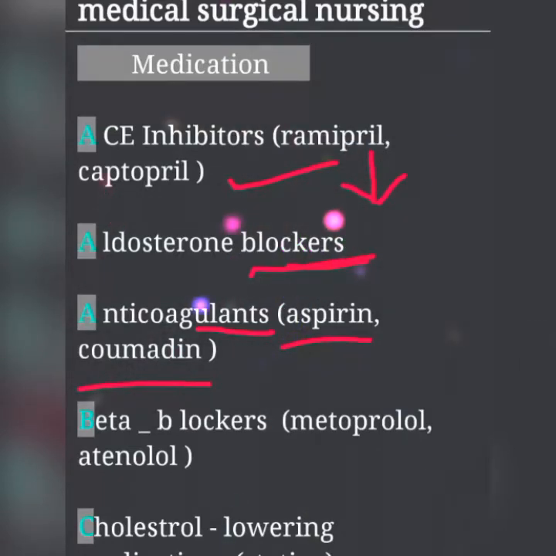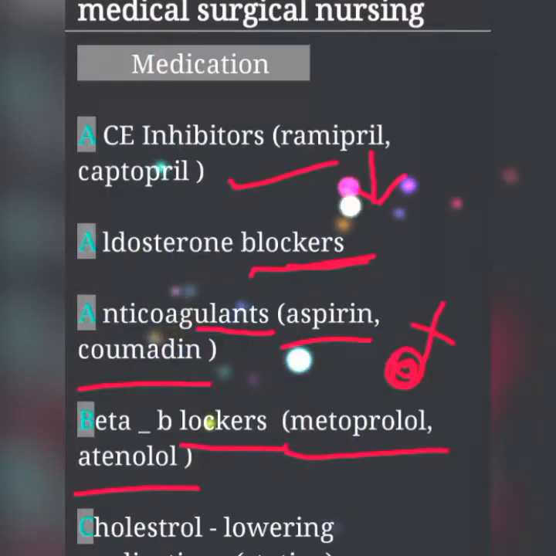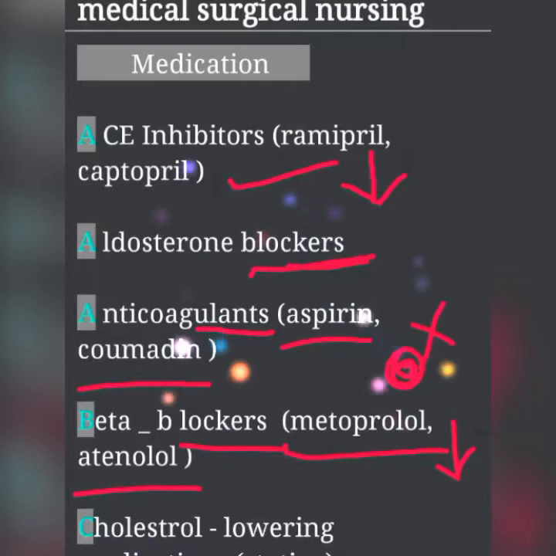If blood clots form, that can lead to heart attack and stroke. Next are the beta blockers. The beta blockers include metoprolol, atenolol, propranolol, which lower the blood pressure, control the heart rate, and reduce the strain on the heart.